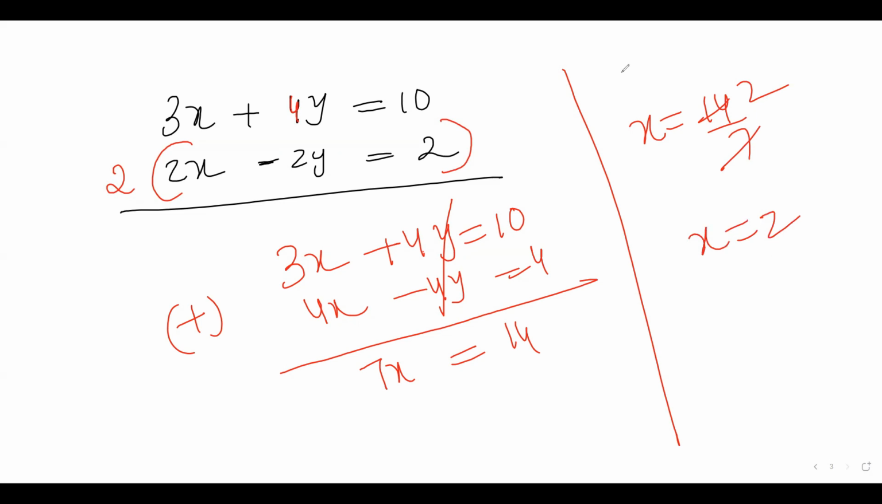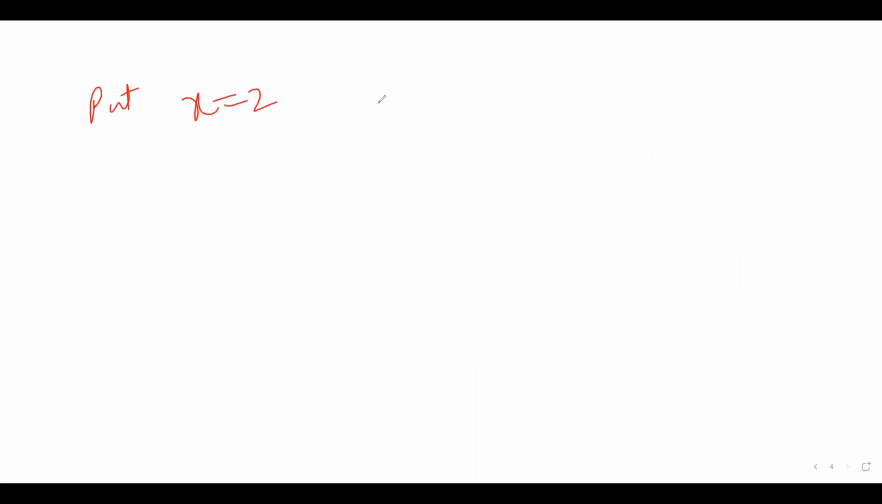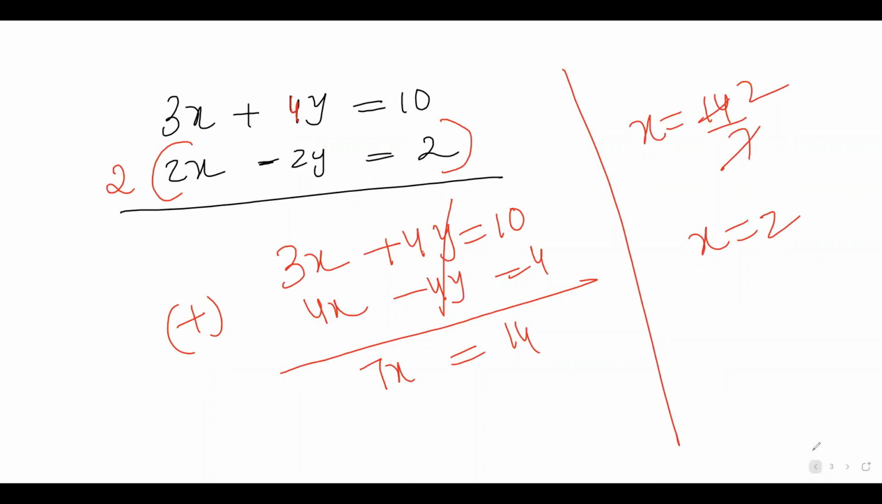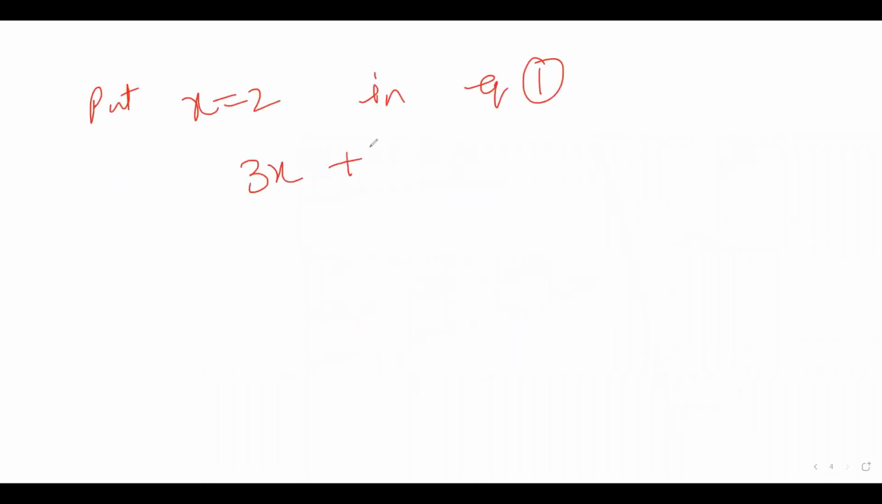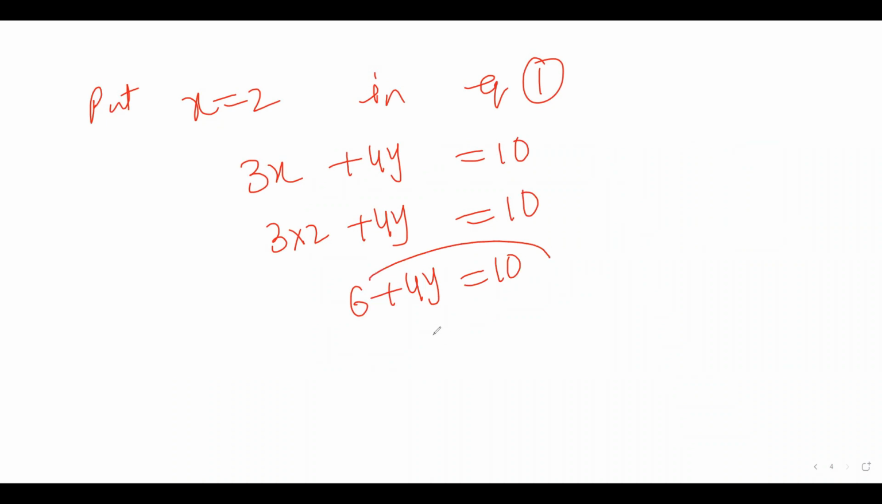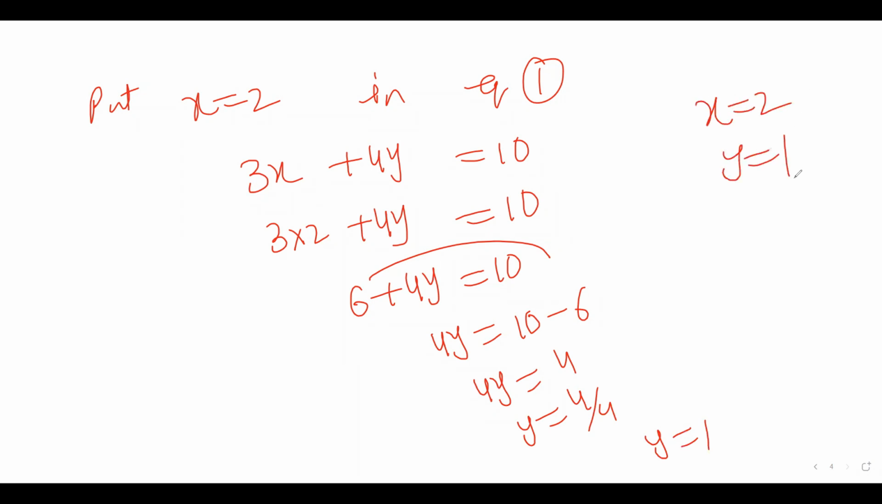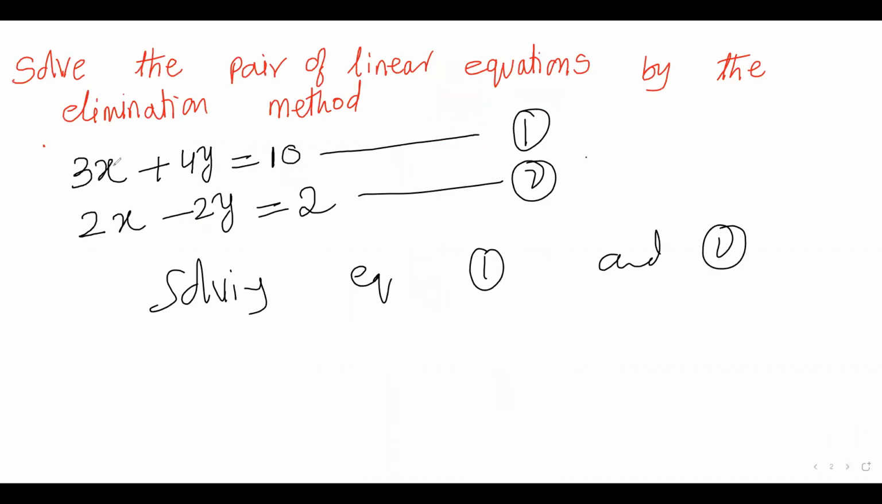पुट x वैल्यू इन विच इक्वेशन, you can put this x value in any one of the equation, preferably put x is equal to 2 in equation 1, and the equation 1 is 3x plus 4y is equal to 10. Substitute 2, 6 plus 4y is equal to 10, transpose 6, 4y is equal to 4, y is equal to 4 by 4, y is equal to 1. So the answer is x is equal to 2, y is equal to 1. Let us verify. X is 2, y is 1, 3 2s are 6, 4 1s are 4. Yes, we are getting 10.